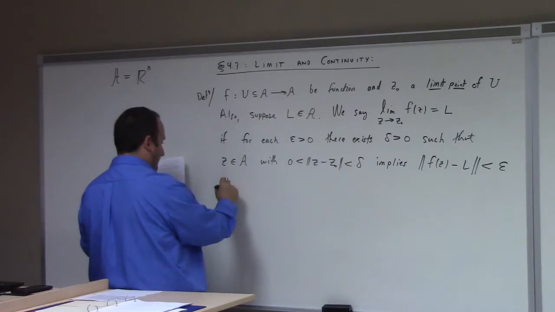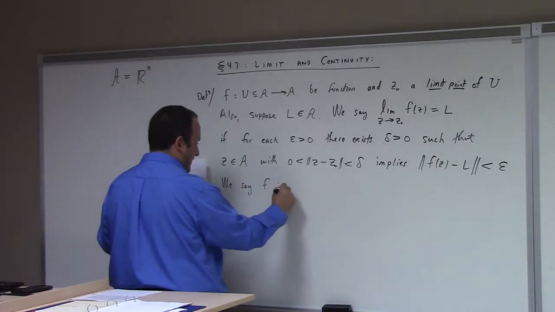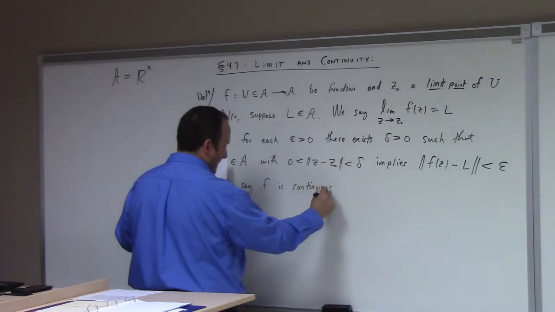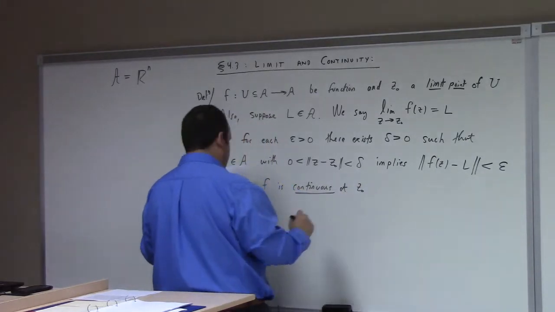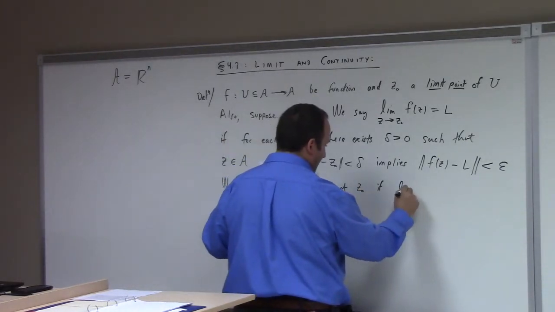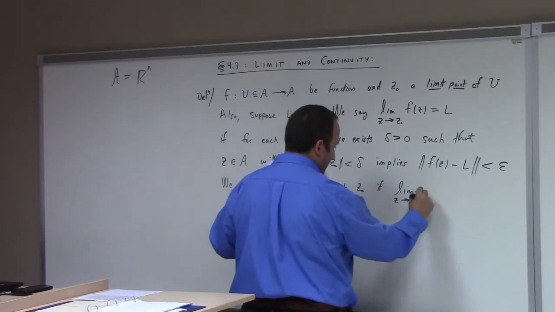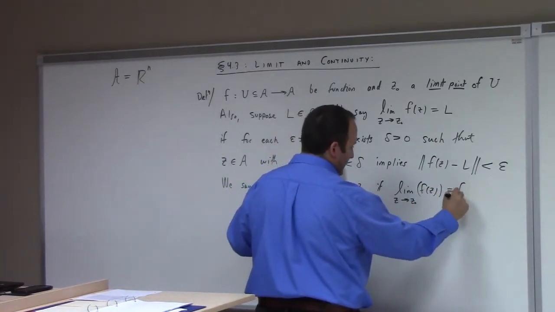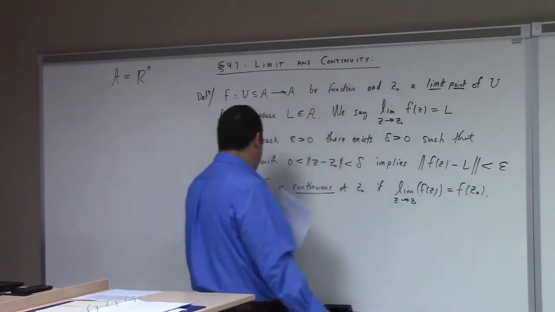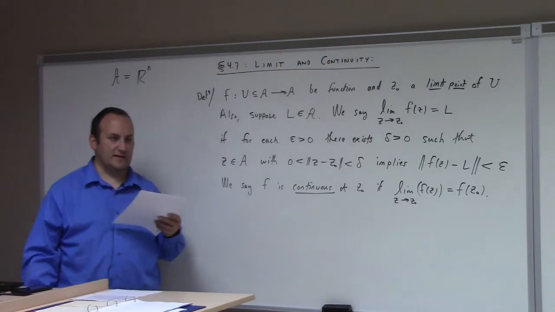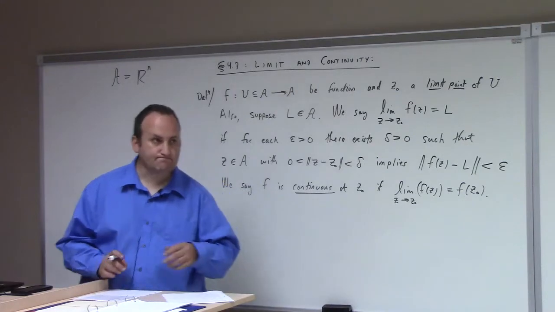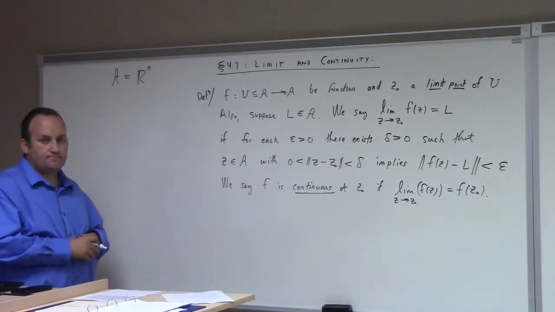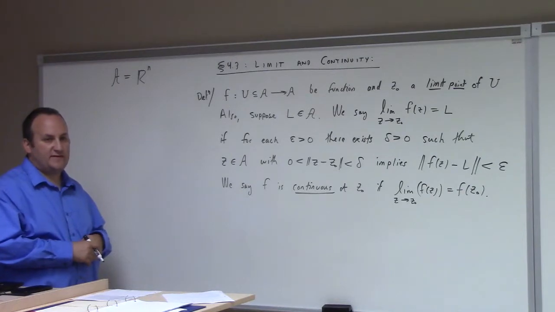We say f is continuous at Z naught if the limit as Z goes to Z naught of f of Z is equal to f of Z naught. So for this last sentence to make sense, what else do you need to know about the limit point Z naught? Where does it have to be? If I'm going to calculate f of Z naught, what do we have to be able to say about Z naught? It has to be in the domain of the function, right?